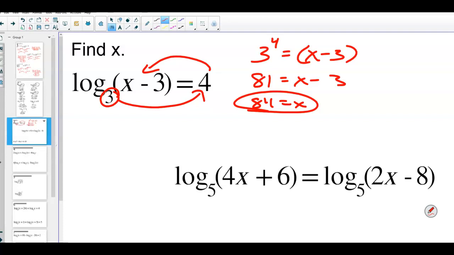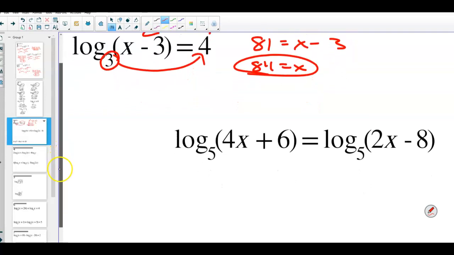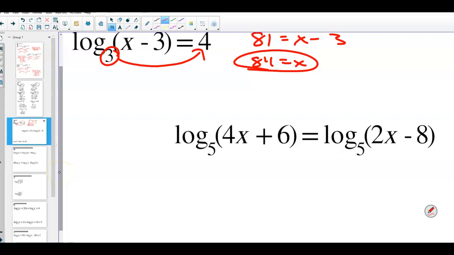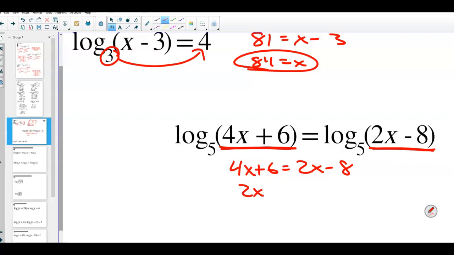And the big difference between the top one and the middle one is this. The middle one, you have a log base 5 on both sides of the equal sign. When you have that log on both sides of the equal sign, you're literally just setting these equal. 4x plus 6 equals 2x minus 8. We subtract 2x, we get 2x. We subtract 6, we get negative 14. We divide by 2, we divide by 2, we get x equals negative 7.